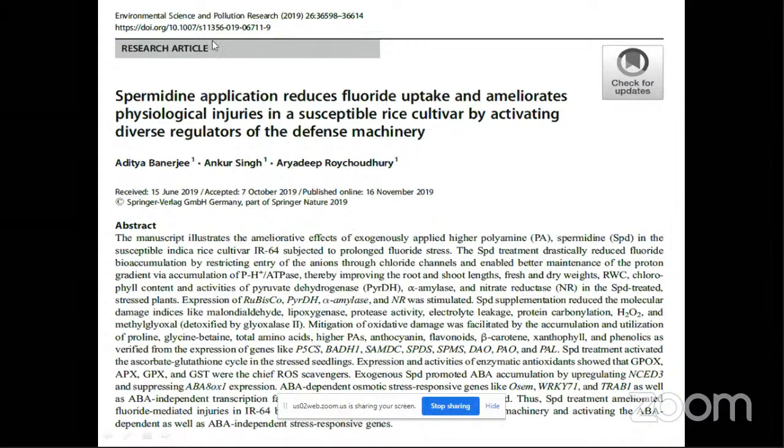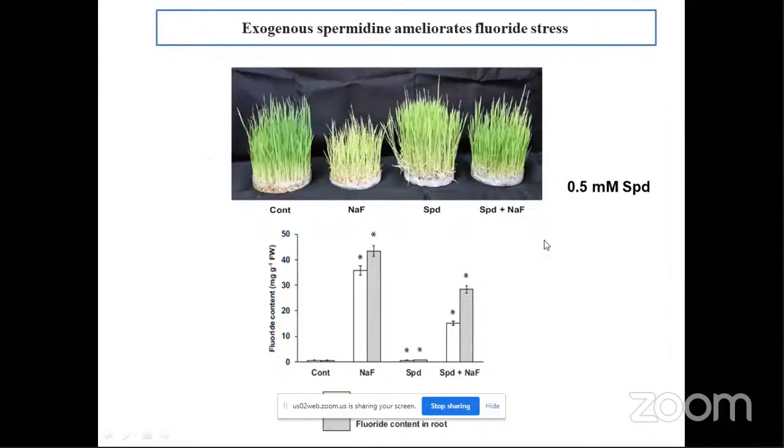I'm just going through the summary of what we published, where we showed that spermidine has a very potential role in overcoming fluoride stress, because you can see here, when you apply 0.5 millimolar spermidine, you are getting the induction. And if you see here the fluoride content, the fluoride content is also comparatively lower in presence of polyamines.